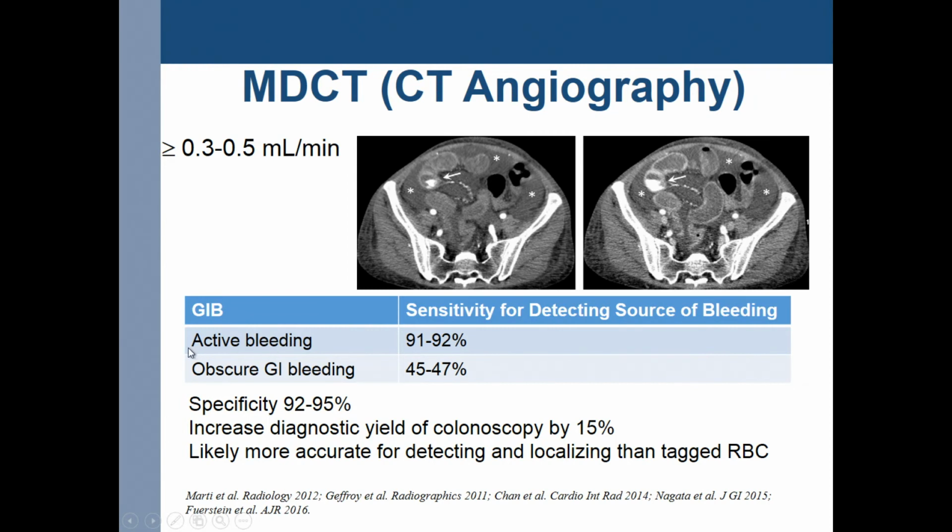So the sensitivity for detecting the source of bleeding is very high in somebody who's having active bleeding, around 90%. But in patients with obscure GI bleeding, the sensitivity is not even 50%. It is highly specific, 92 to 95% specific, and has been shown to increase the diagnostic yield of colonoscopy by about 15%. It is likely more accurate for detecting and localizing the site of GI bleed than tagged RBC scan.